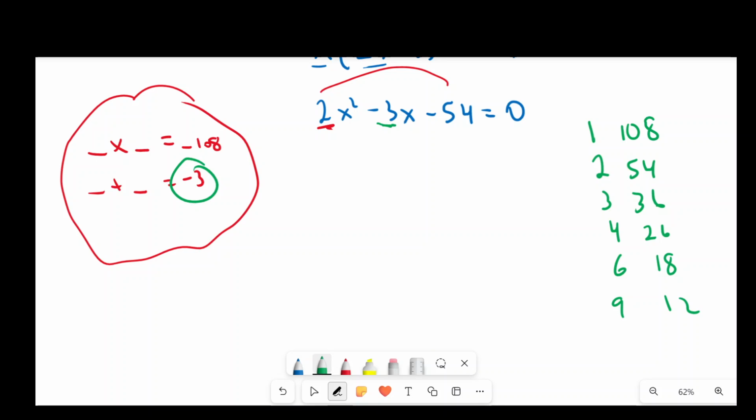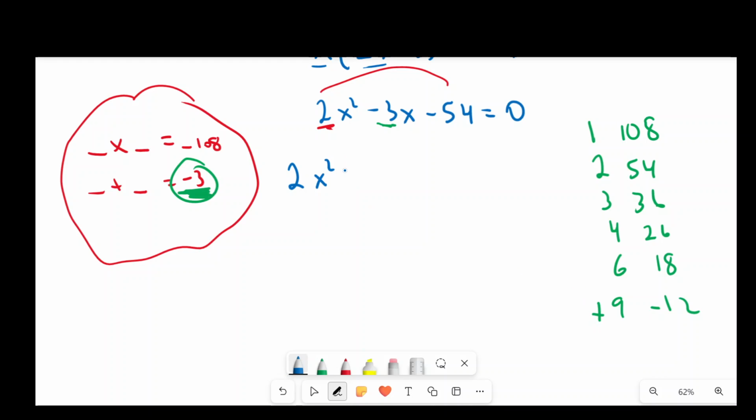Remember, I'm looking for two numbers that have a difference of 3. And 9 and 12 are going to be those two numbers. I just have to put the correct signs on them. So I want them to multiply to negative 108 and add to negative 3. So I need positive 9 and negative 12. So I can now continue factoring.